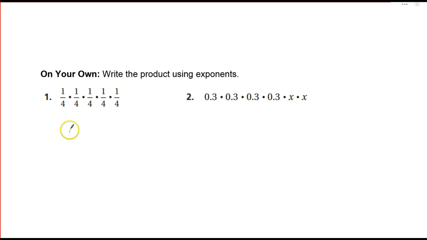So this one is 1/4 is the base, and it's being repeated 1, 2, 3, 4, 5 times. So this is 1/4 to the 5th power. You can put that in parentheses if you want to. And number 2 is 0.3 to the 1, 2, 3, 4th power. This one you do have to put in parentheses, because 0.3 is the whole number to the 4th power, not just the 3. And this is times x squared.